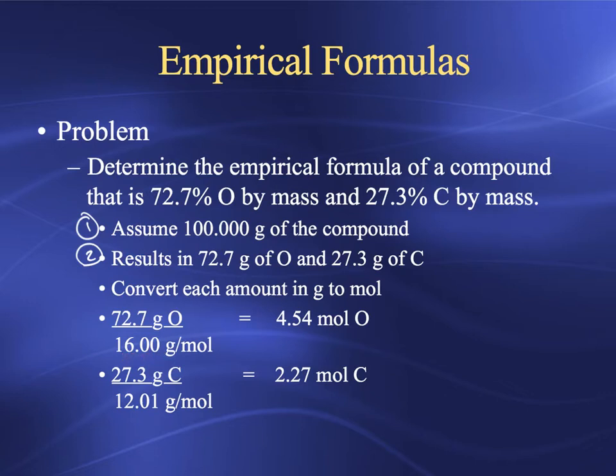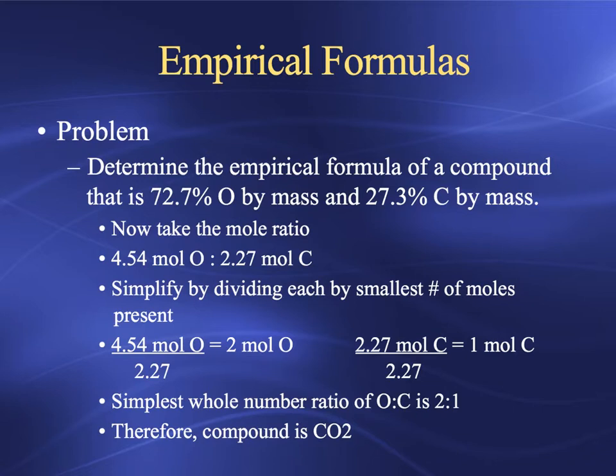You divide by the molar mass. Well, 72.7 grams of oxygen, that's what we're starting with, divided by its molar mass, 16.00 grams per mole, gives you 4.54 moles of oxygen. Do the same thing with carbon, but don't forget its molar mass is different. 27.3 grams divided by 12.01 gives you 2.27 moles of carbon. So step 3 is to convert grams to moles, which really means divide by the molar mass.